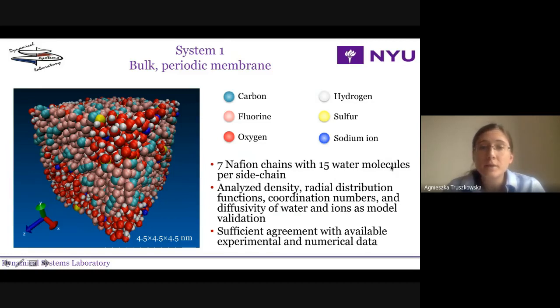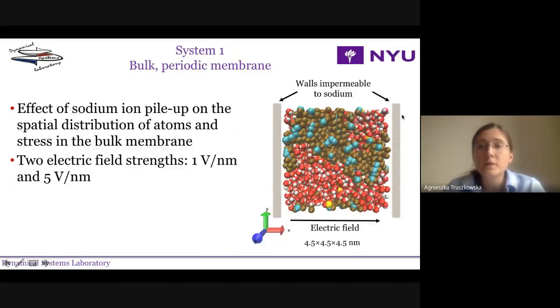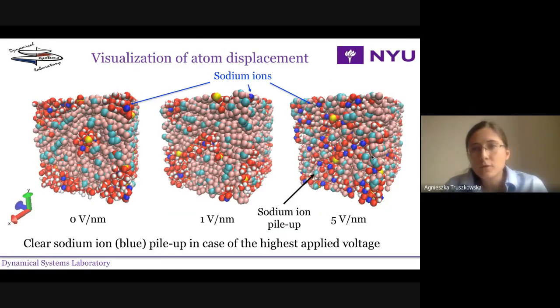Then we take this equilibrated membrane and we place the sodium-impermeable walls on the sides, and we apply an electric field of 2 different strengths. What we want to see, again, is migration of sodium in the direction of the electric field and creation of a pile-up zone at the wall. Then we want to examine how the other atoms and the stress react to it. And we managed to achieve it in the case of the highest voltage.